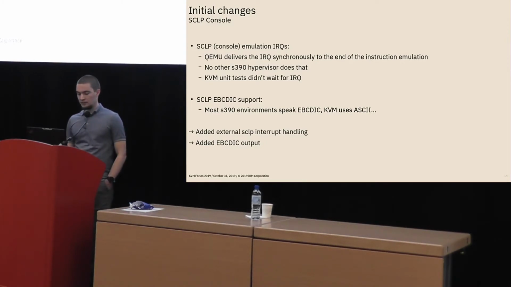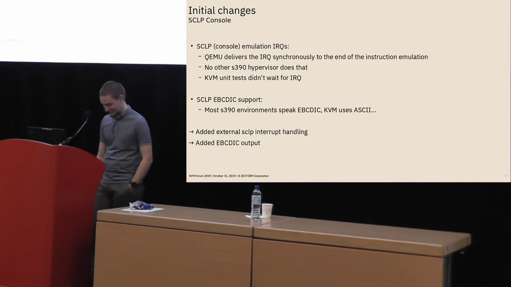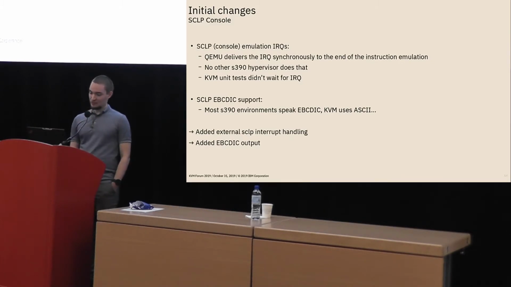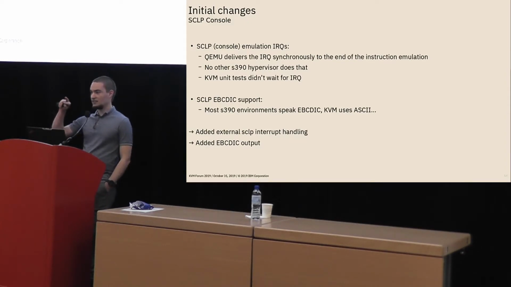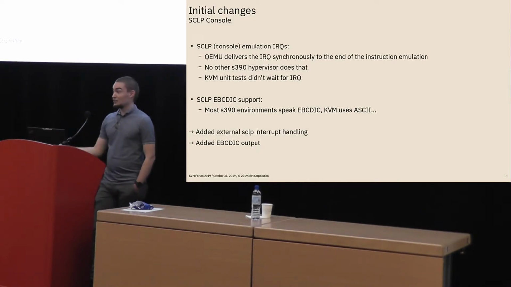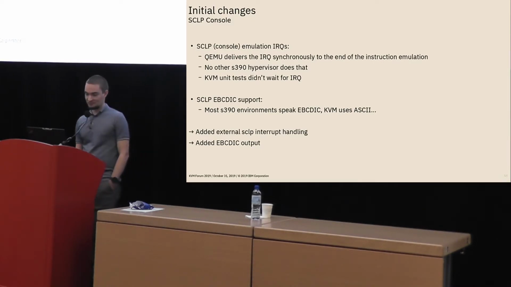Also, we expected that the console is ASCII. The mainframe mostly uses EBCDIC, so we needed to create a second console stream in addition to the ASCII console. So we're now outputting ASCII and EBCDIC in parallel to actually get any output at all.